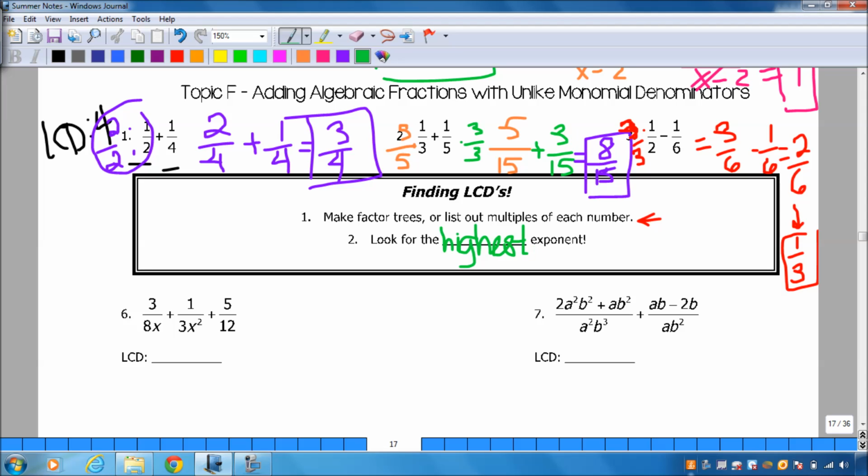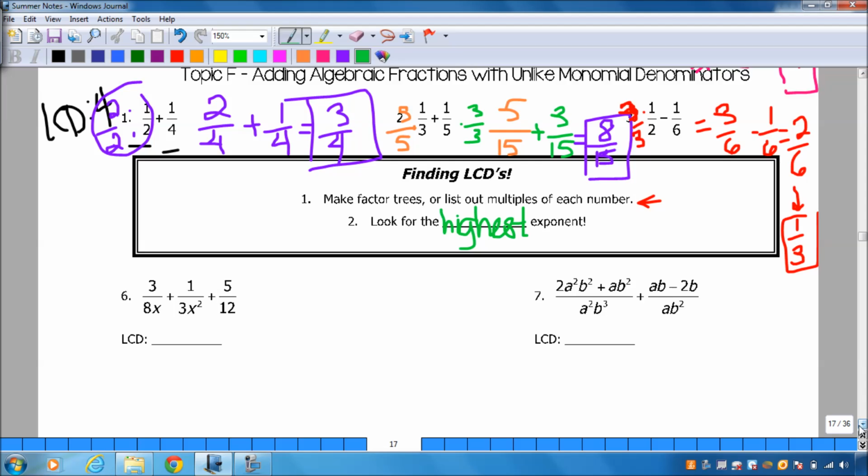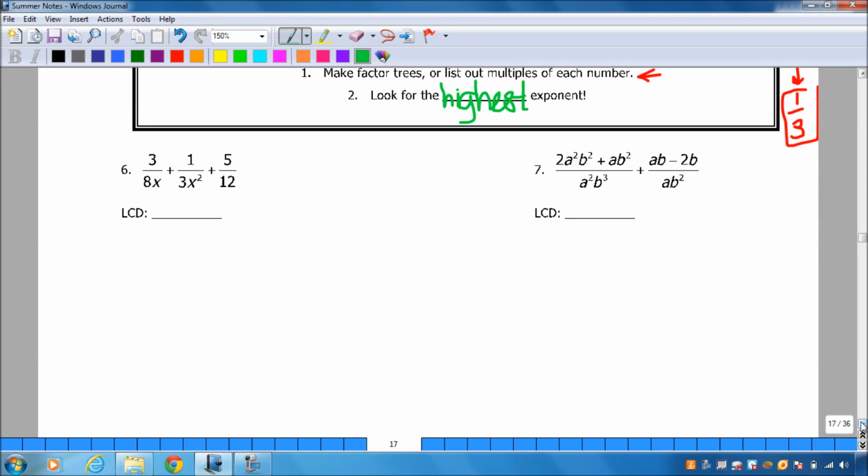So let's look at number 6 together. In number 6, it says that your denominators are 8x, 3x squared, and 12. So our coefficients are 8, 3, and 12. So what's the smallest multiple in common with 8, 3, and 12?